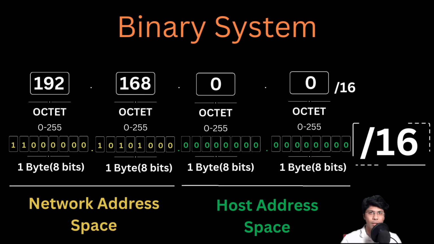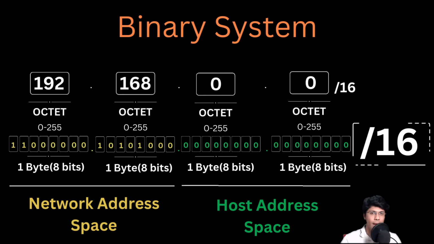Wait, what is network address space? These are the fixed bits allocated to the network routing. These are fixed, hence in any case, however many subnets you create out of this address space, these bits will be constant.